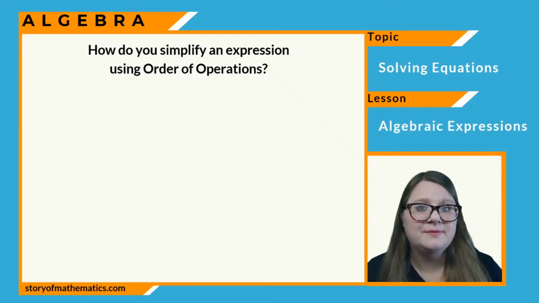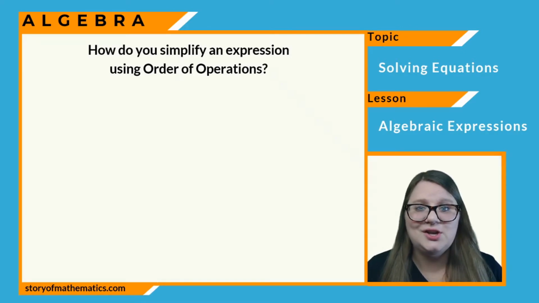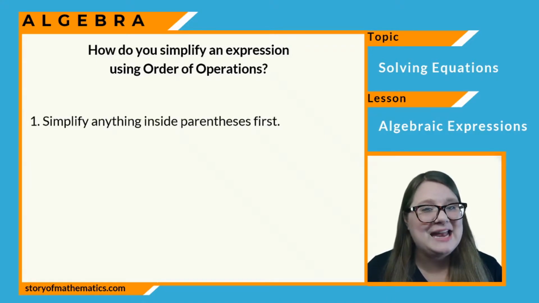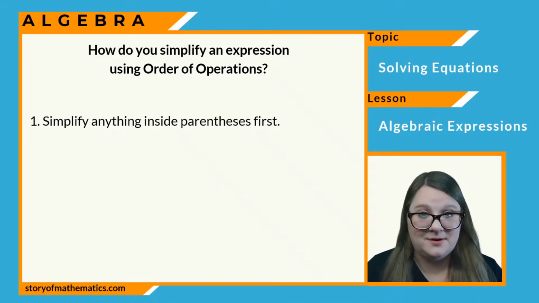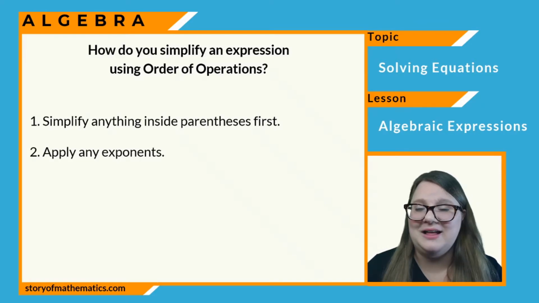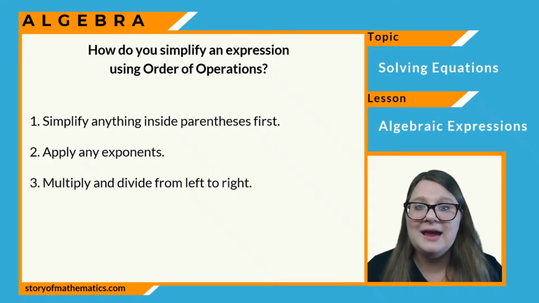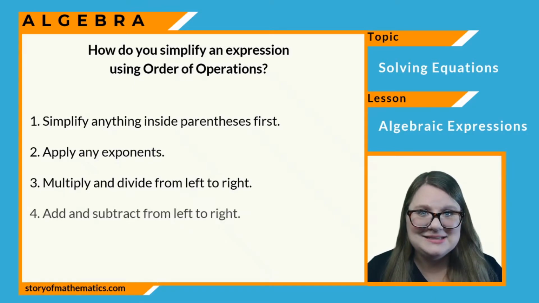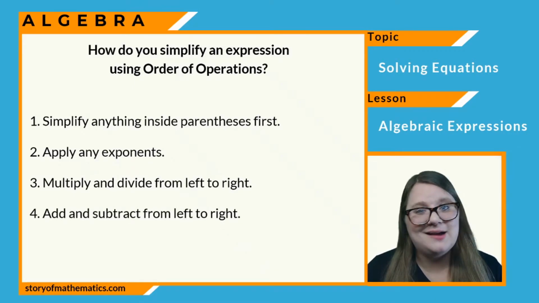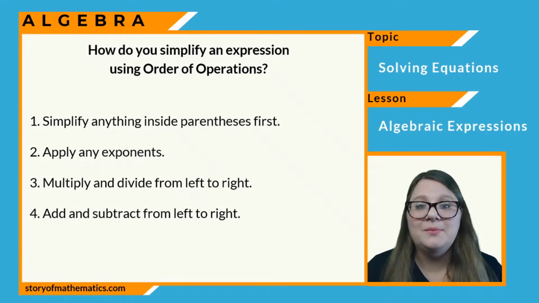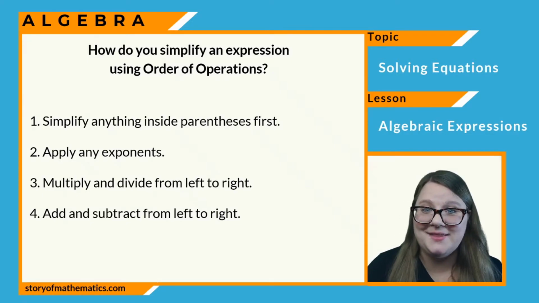So how do we simplify an expression using order of operations? Well, you'll start by simplifying anything that's inside of parentheses first. After that, you'll apply any exponents that are in the expression. Then you will multiply and divide from left to right, and add and subtract from left to right. Notice that multiplication and division go together, and addition and subtraction also go together.